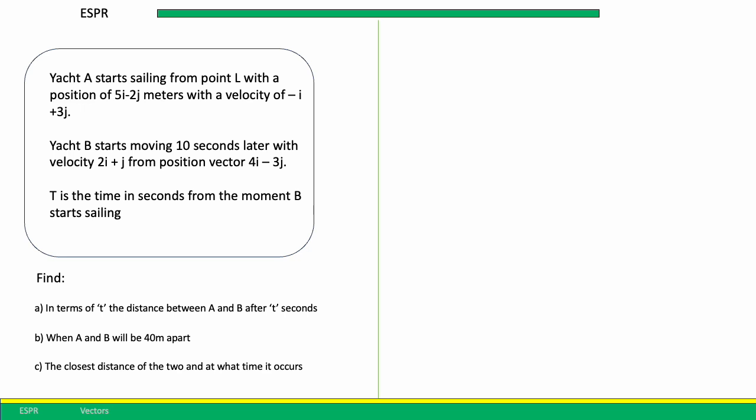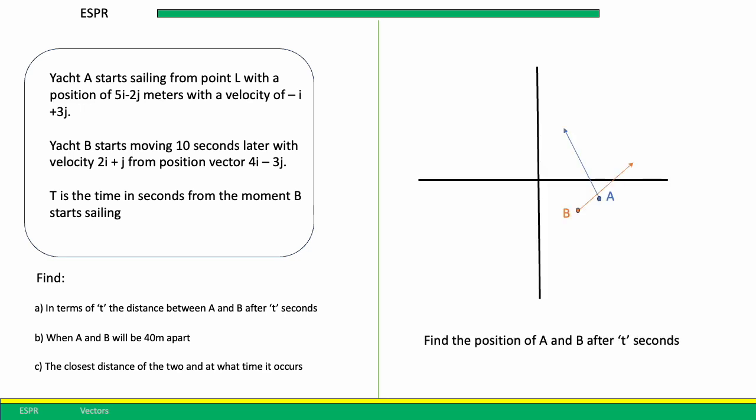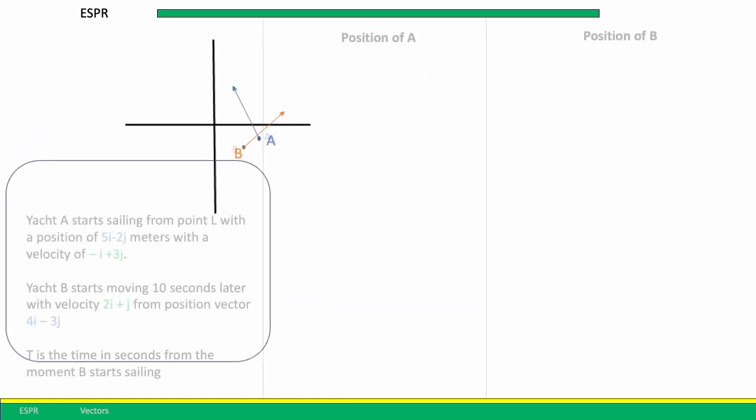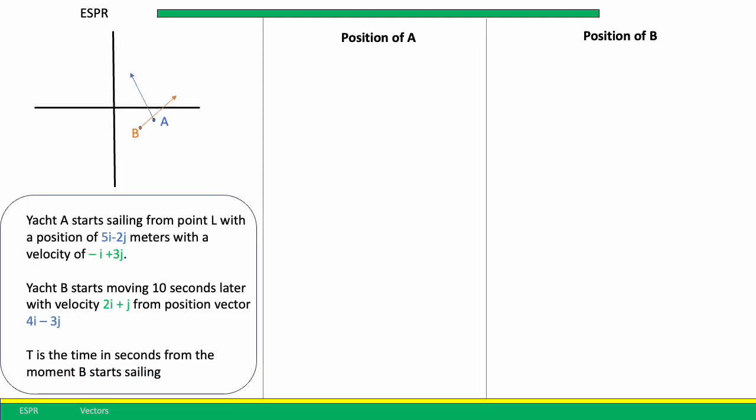So what I like to do is to always start off with a diagram. We draw where each of the yachts are, and we can see what the position will be after t seconds. So what we have to do is find the position of A and B after t seconds. We can do this by having our initial position, which is stated in the question, of 5i minus 2j. Now we add our velocity multiplied by our time.